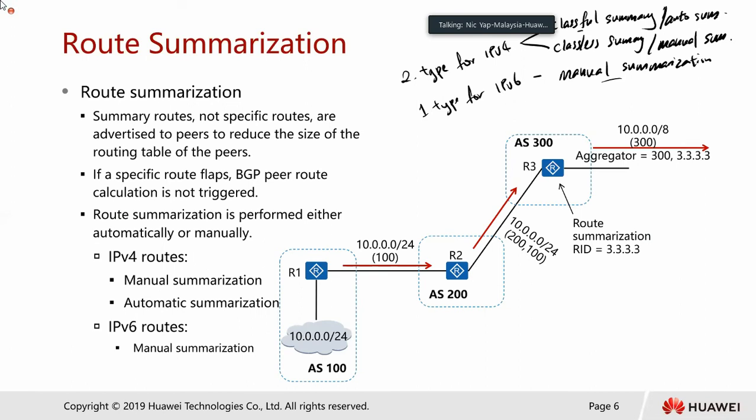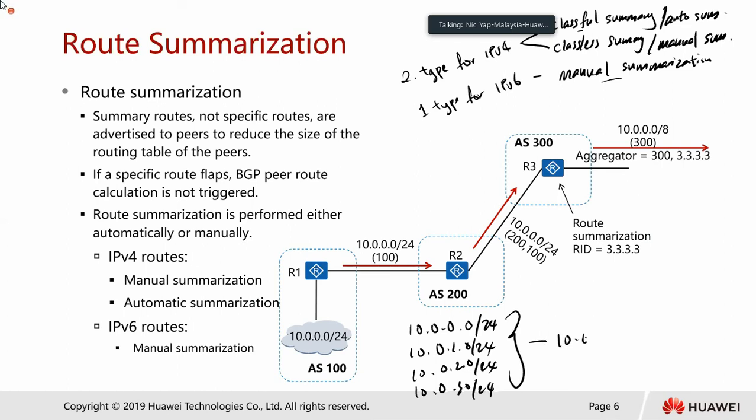So in BGP, when you have more than one network, you can summarize them into a single network. So let's say you have 10.0.0.0/24. You have 10.0.1.0/24. Okay. So let's say you have these 4 addresses. You can easily summarize these 4 addresses into 10.0.0.0/22. So who can do this summarization?